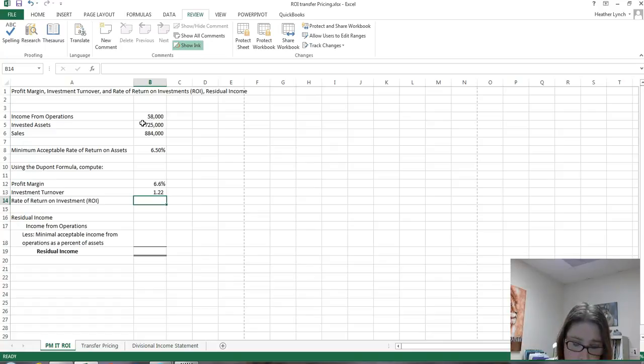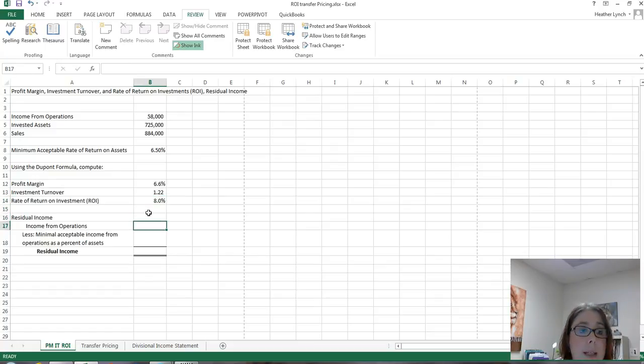Now the rate of return, we have to know what our profit margin ratio is, and we have to know what our investment turnover is. So we're going to divide the 6.6% by the 1.22. I would flip that. I apologize. Let's take the 1.22, let's divide it by the 6 points. Oh, what am I doing? Okay, sorry about that. For the rate of return, we need to multiply our profit margin by our investment turnover. So the rate of return on our investments is 8%.